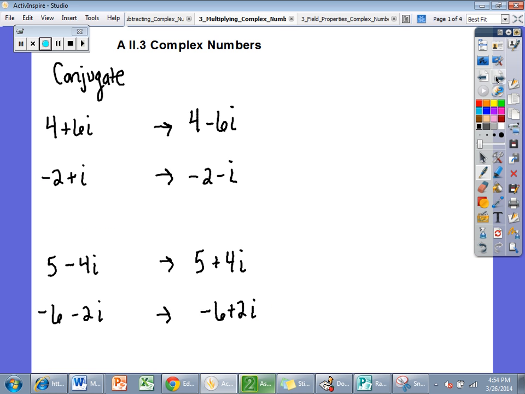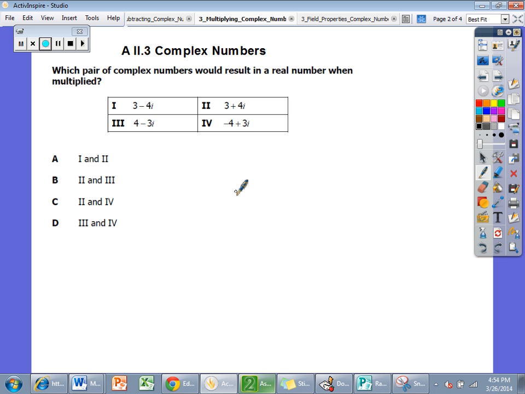So an example of a question that you would get would be something like this. Which pair of complex numbers would result in a real number when multiplied? So you're trying to pick out which two are conjugates here. So you're looking for the first two numbers to be the same. So you have positive 3 and positive 3, and then you have the negative 4i and the positive 4i. So these two right here are your conjugates that are going to result in the real number when you multiply them. So it's 1 and 2, which is answer choice A.